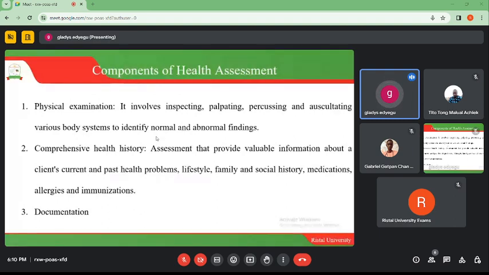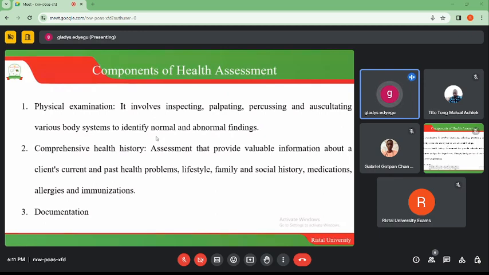So we want to look at the components. What are the components of health assessment? One is physical examination. Physical examination involves inspecting, palpating, percussing, and auscultating. And Tito, thank you very much for having listed all those tools. Those tools lead us to these different processes or sequences of assessing the patient. So you first inspect. After inspecting, you go into palpate, and after palpating, you go to percuss and then auscultate. Those are the various body systems to identify normal and abnormal findings.